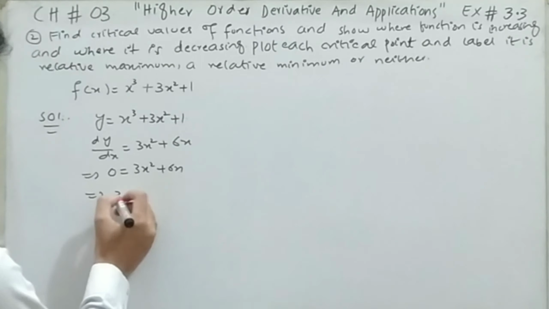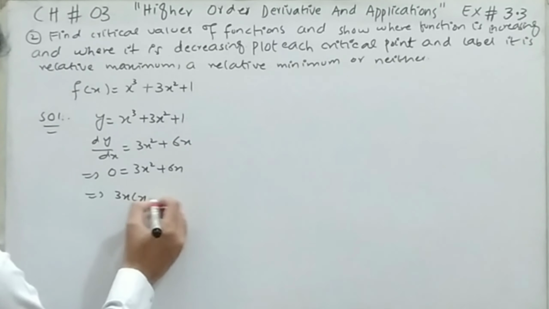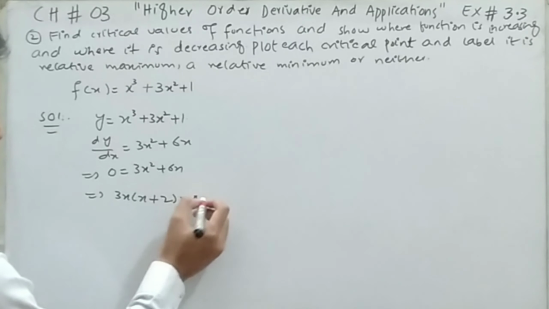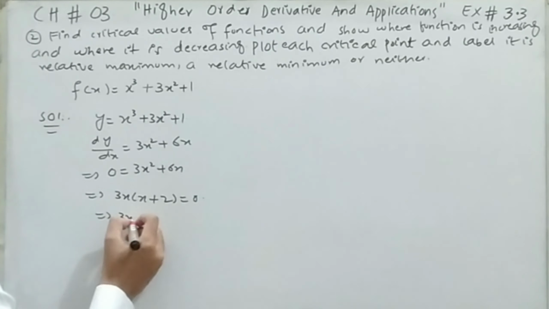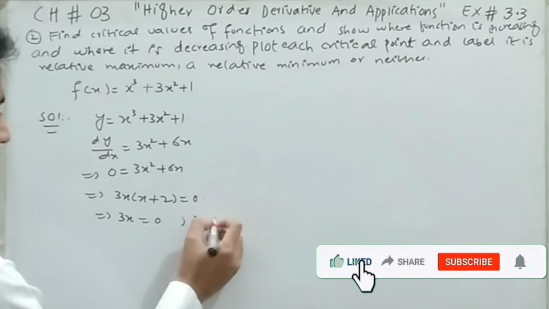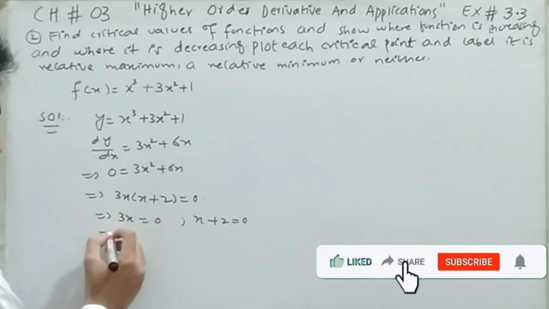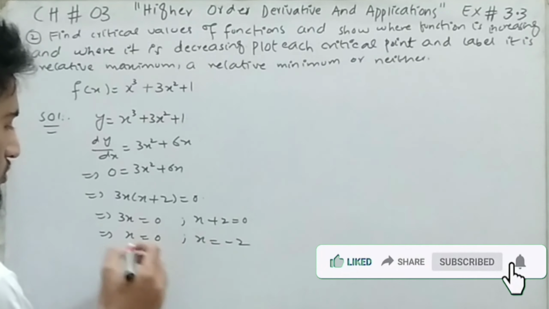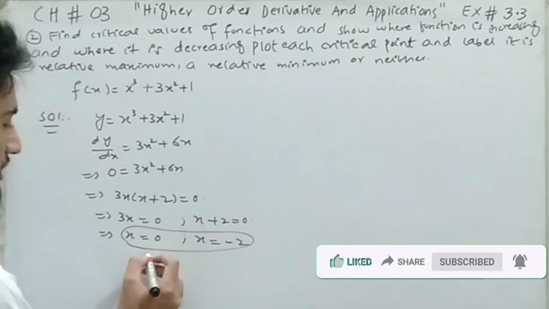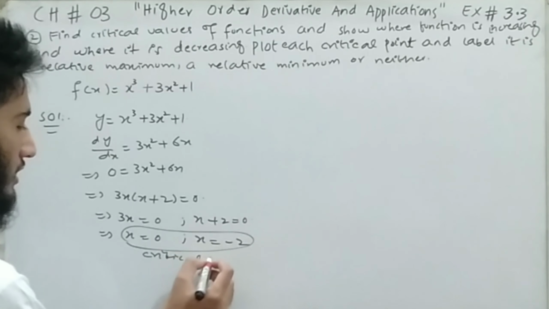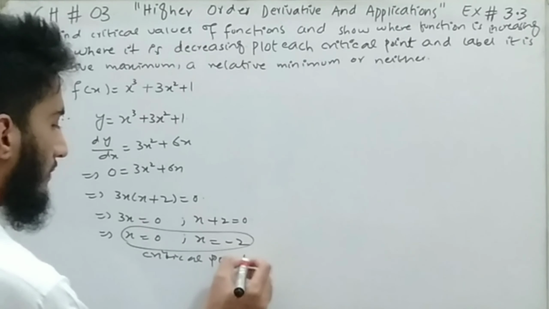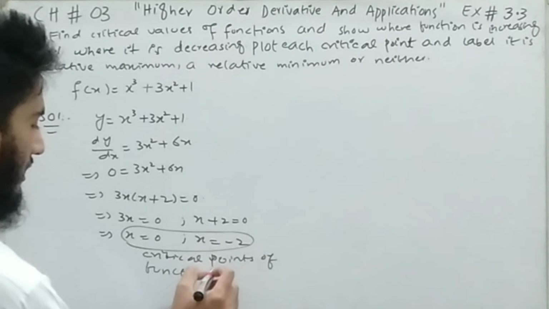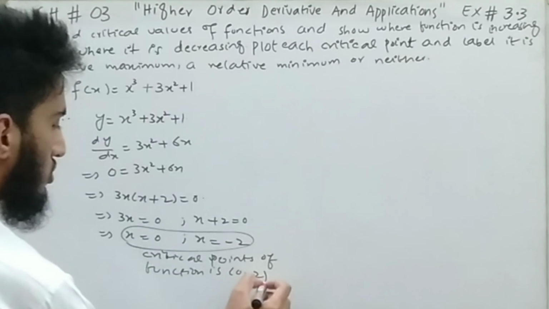Now on the right hand side, take out 3x common, inside we are left with x, and from over here if I take out 3x common, I will be left with x plus 2 equal to 0. Now using zero factor property, 3x will be equal to 0 and x plus 2 will be equal to 0. So from over here x will be equal to 0 and here the solution will be x is equal to minus 2. So these are the two critical points. So the critical points of the original function are 0 and minus 2.